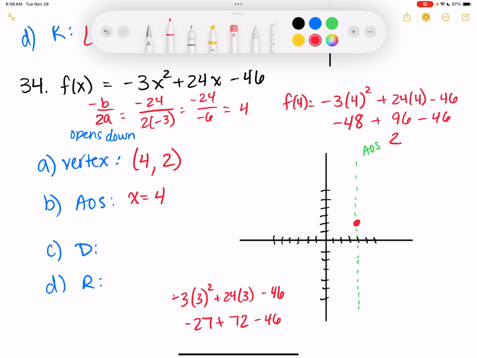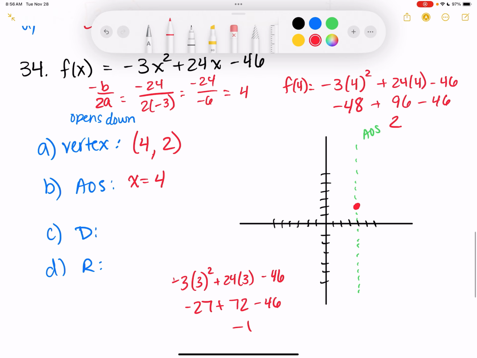That would be negative 1. I'm really bad at quick math. I used to be so good at it, not anymore. So that means I have a point at 3, negative 1. Then I've got a point 1 away on the other side as well.